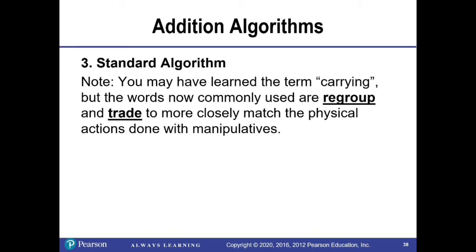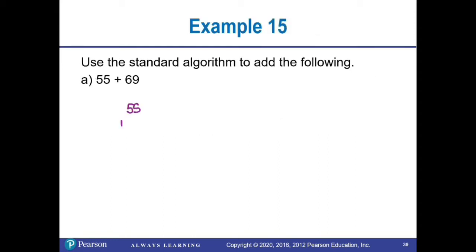The reason we use the words regroup or trade is because they more closely match the physical actions that we do with the manipulatives, the base 10 blocks that we looked at in that concrete model. This helps students understand place value, and it helps them relate the standard algorithm to that concrete model, which gives them a better understanding. So we have 55 plus 69.